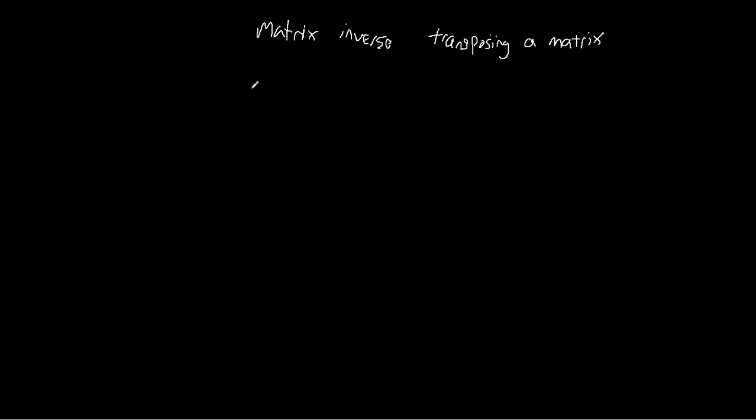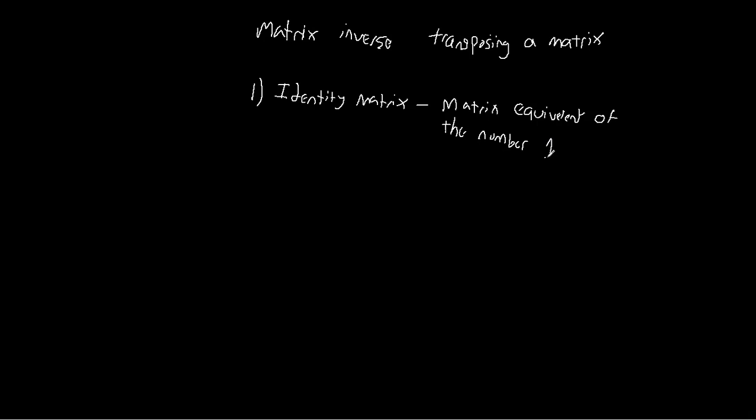What we're going to learn about in this module is really four things. The first thing we're going to talk about is what's called the identity matrix. We're going to go into a lot more detail about what this is, but it is basically a matrix that if you multiply it by another matrix, you get that matrix back. This identity matrix is the matrix equivalent of the number 1.